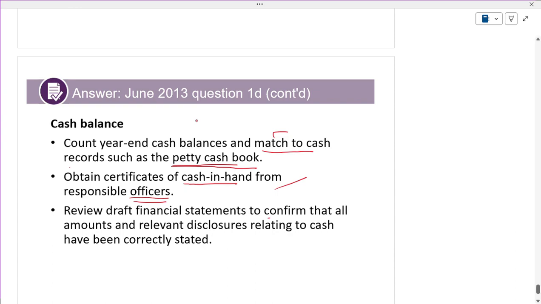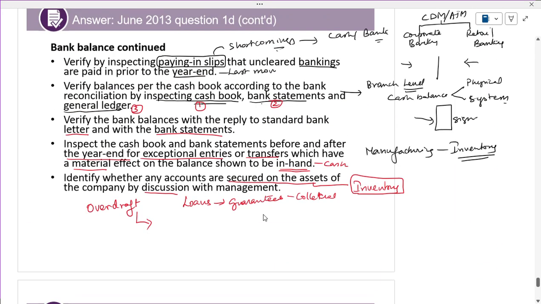Review the draft financial statements to confirm that all amounts and disclosures have been correctly stated. When you are showing current assets, cash in hand and cash at bank, this cash in hand is preferably petty cash, plus any other cash if they are holding it. Make sure that whatever the cash in hand is, this petty cash amount has been included. Whether they have included this petty cash or not, that is what it says. We confirm that all the amounts have relevant disclosures. Is it clear to you? Is it fine?